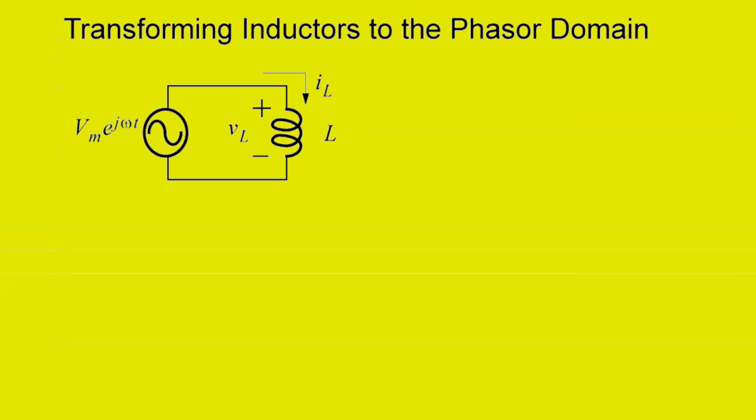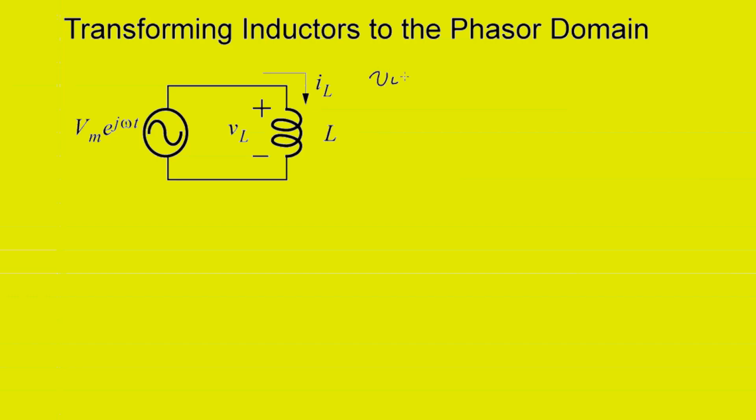To transform the inductor to the phasor domain, we have to find the impedance of the inductor. So once again, we're going to drive our circuit element, the inductor, with a voltage source and find the current that flows through it. We'll express both of those in phasor form, take their ratio, and that will be the impedance of the inductor that we're looking for.